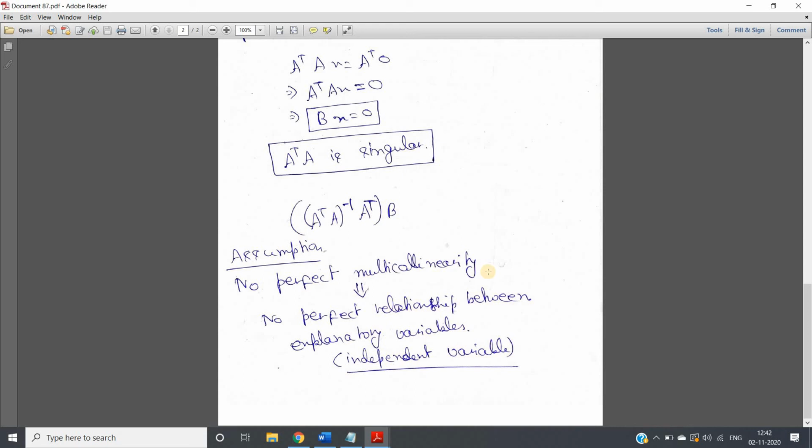That is, one particular input feature or explanatory variable cannot be a linear function of one or more other independent or explanatory variables present in our dataset. I hope you have understood this particular assumption.